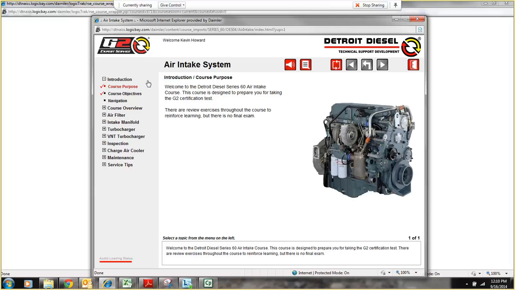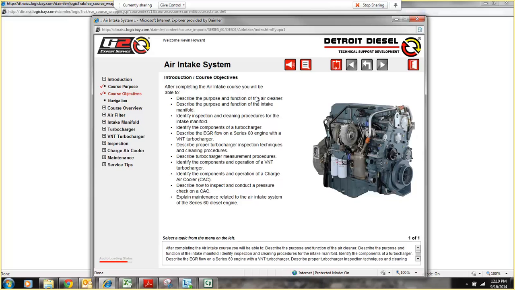In this chapter, you will see how air is delivered to the engine. The air intake system consists of an air filter, a turbocharger, a charge air cooler, and an intake manifold.